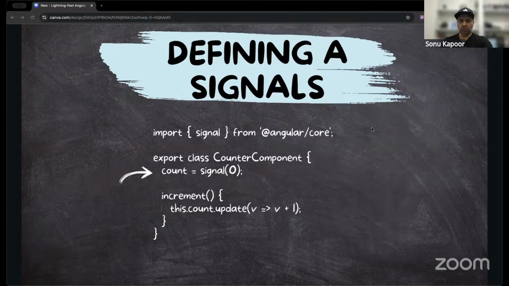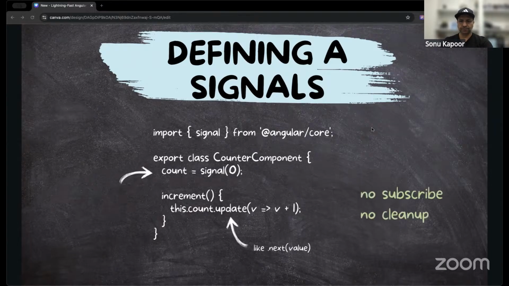So now we know why signals matter. Let's quickly take a look at how to actually use them. Here, this is one of the simplest examples, creating a signal inside a component, right? So here, we're defining a signal called count and initializing it to 0. To update the value, we call update and pass a function that receives the current value. It's like you can say the next in behavior subject, but it's way more ergonomic.